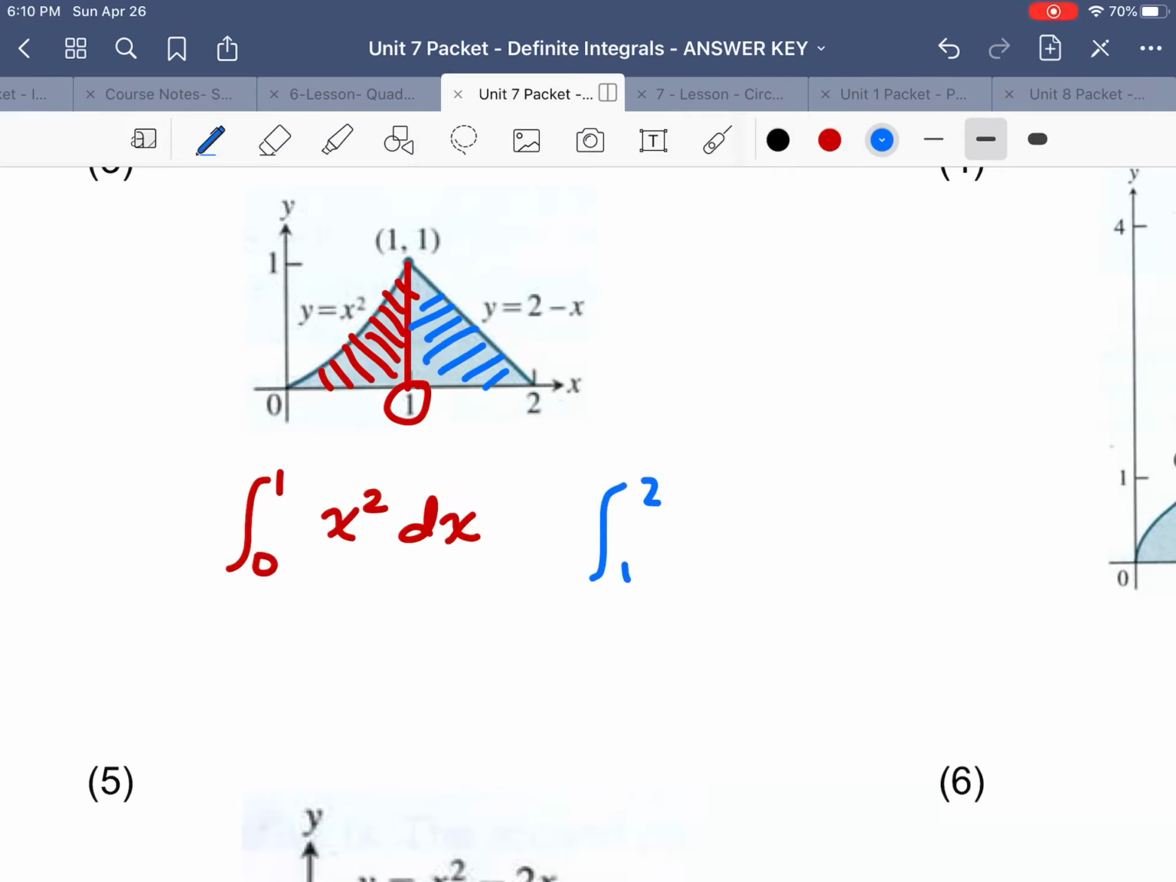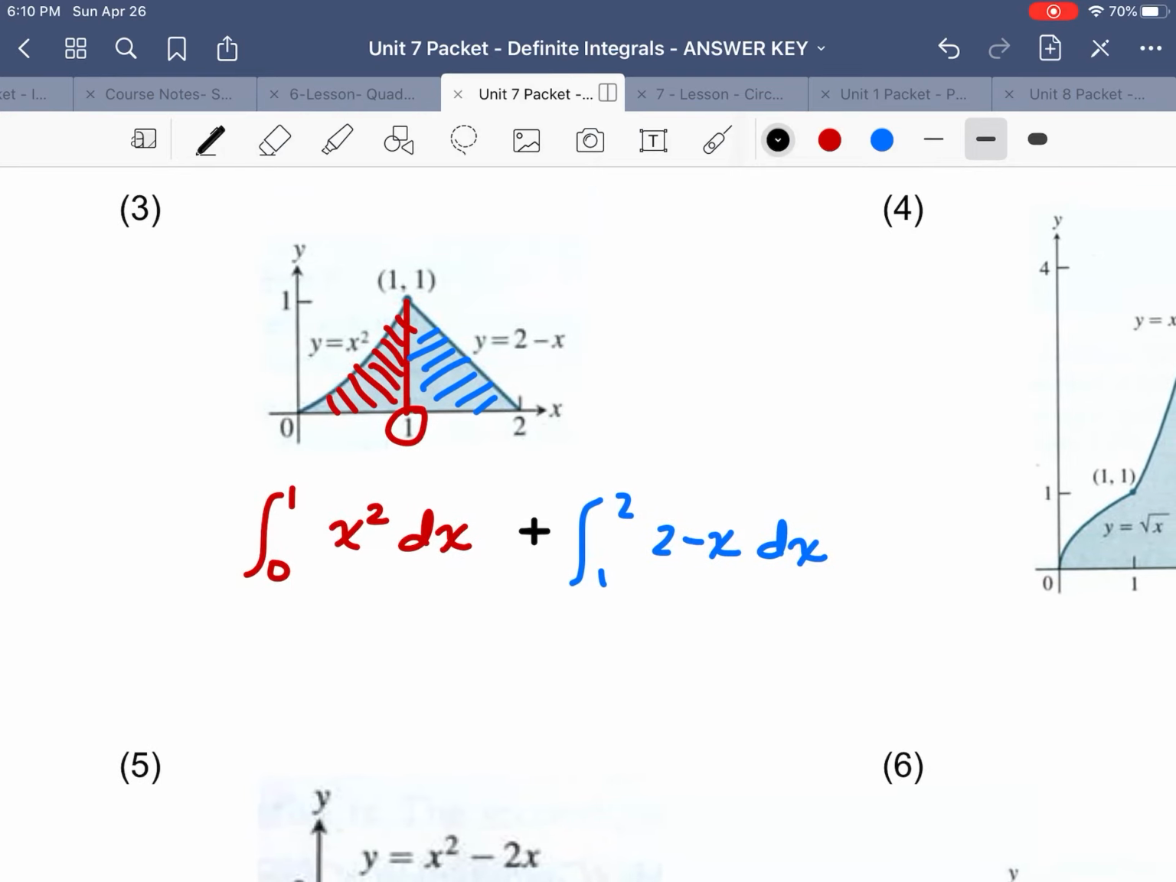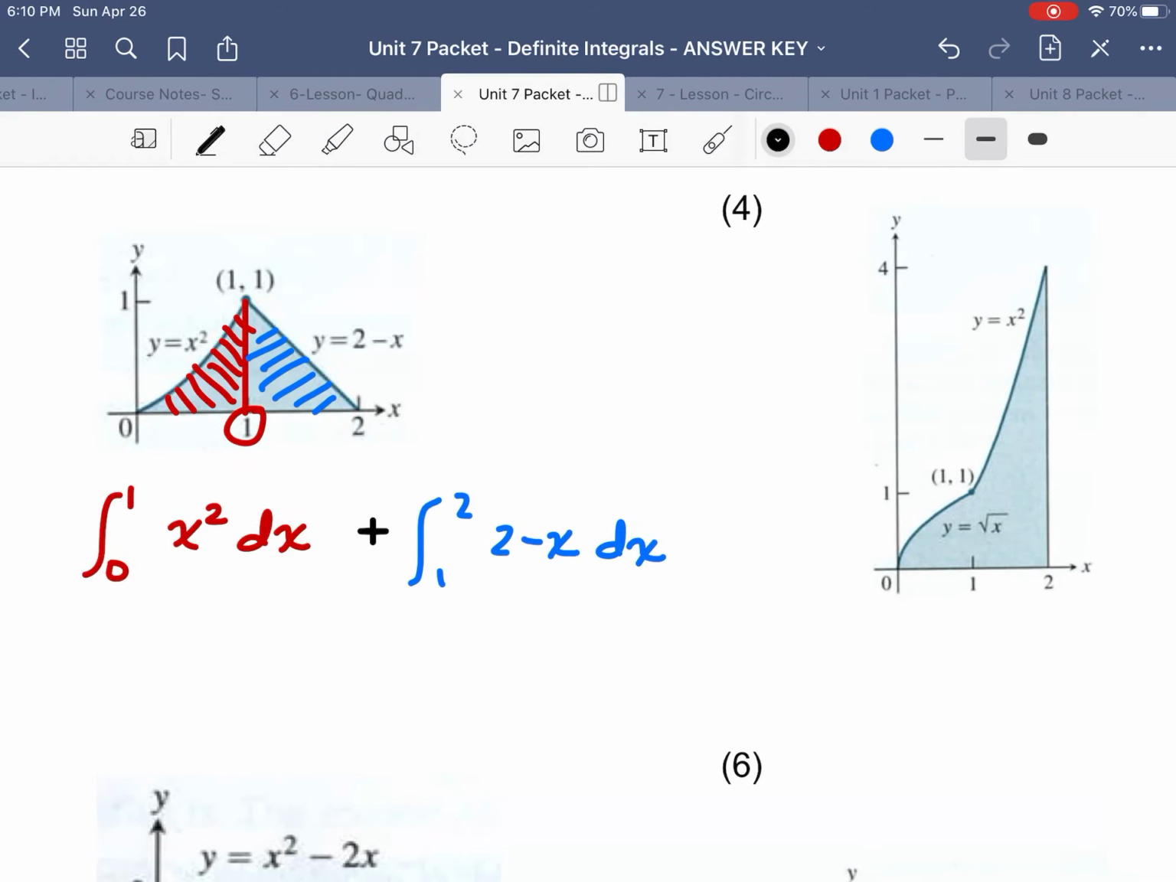All right, the second piece is a different function, and now we're going the rest of the way. So we're going from 1 to 2. Now we have the function 2 minus x dx. If we add those two integrals together, because both parts are above the x-axis, we don't have to worry about absolute values or anything like that. We'll have what we need. All right, so that would be our total area. And again, we just need the integrals. We don't need the final areas.